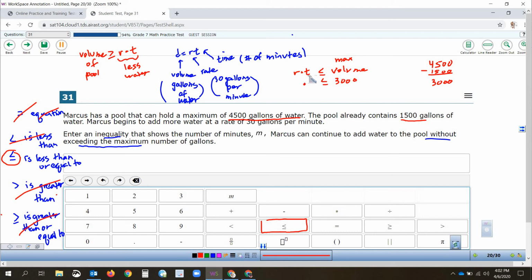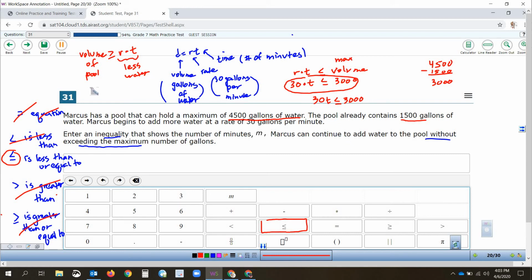All right, do we know either the rate or the time? And the answer is yes. What is the rate? We know that the rate is what? 30 gallons per minute. What is it that we don't know? We don't know the time. So right here is an inequality that we can put: 30 times t, or in algebra, we usually just put the coefficient right in front of it. 30t has to be less than or equal to 3,000.